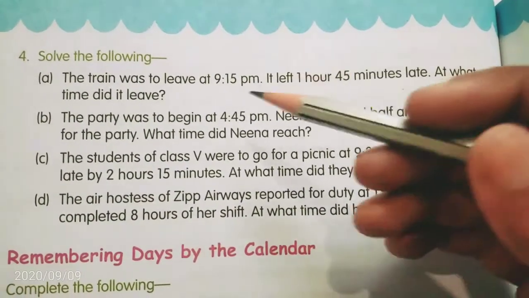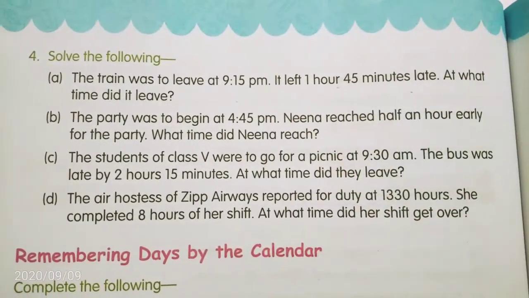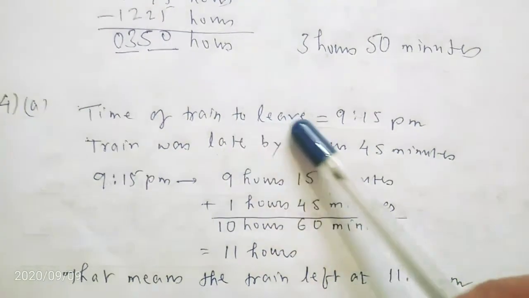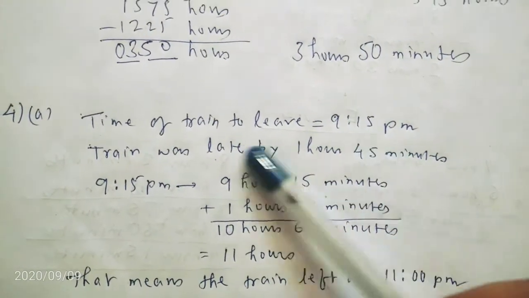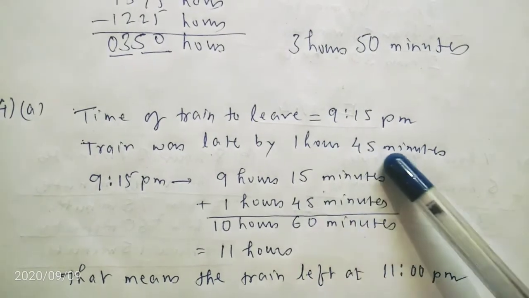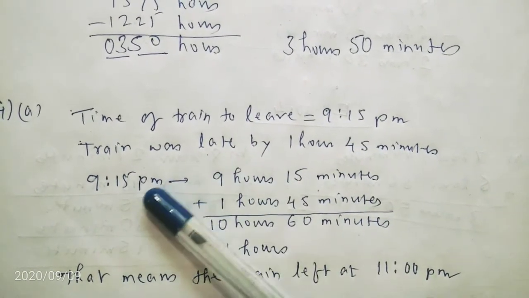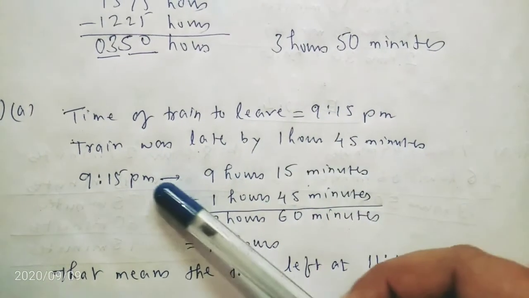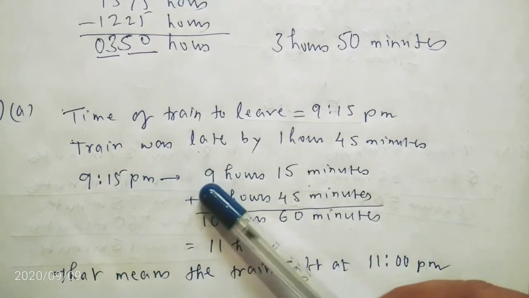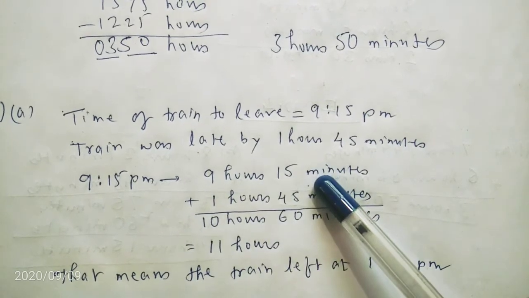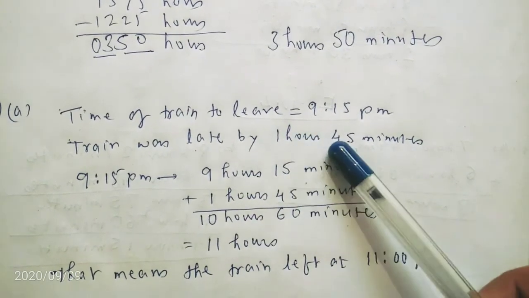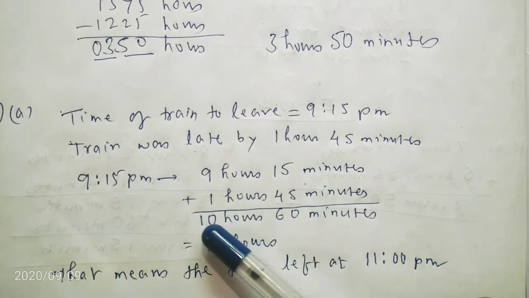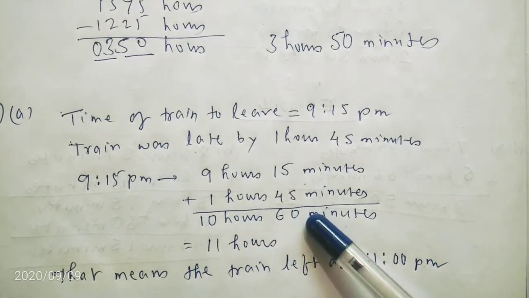So we will add this plus this. See, the question was the time of the train to leave was 9:15 p.m. but the train was 1 hour 45 minutes late. So we'll add these two timings, then we'll get the real time when the train left. The 9:15 p.m. you can write like this, 9 hours 15 minutes. So you will add this 1 hour 45 minutes to this. When you add this, it is coming to 10 hours 60 minutes.